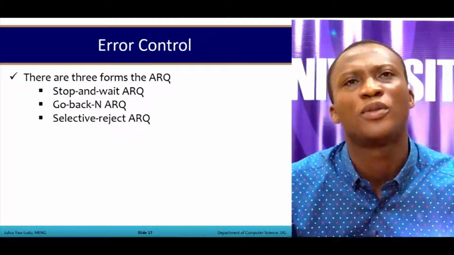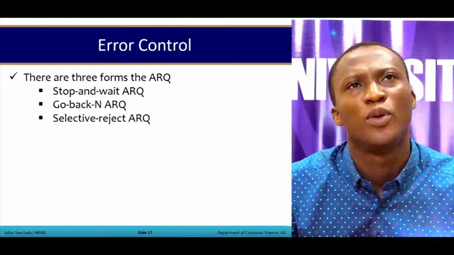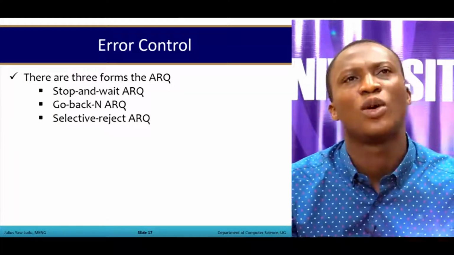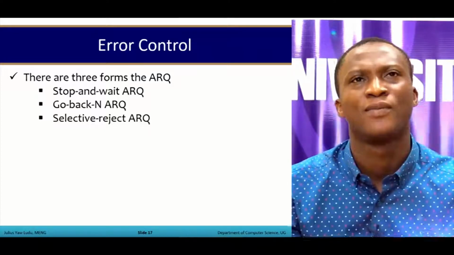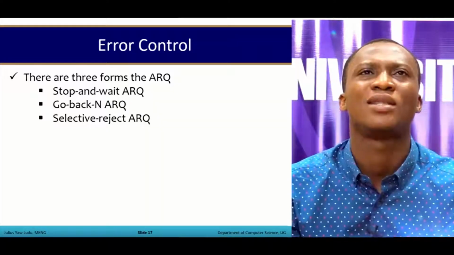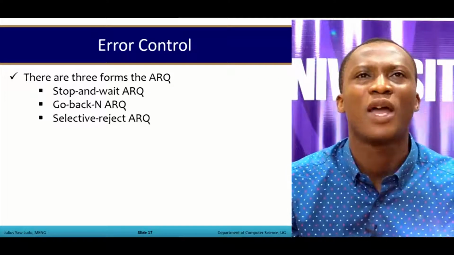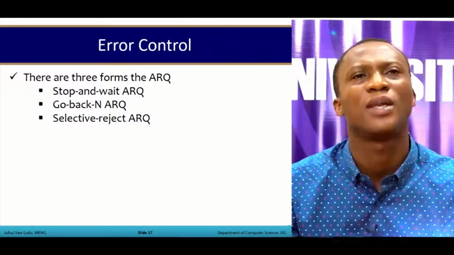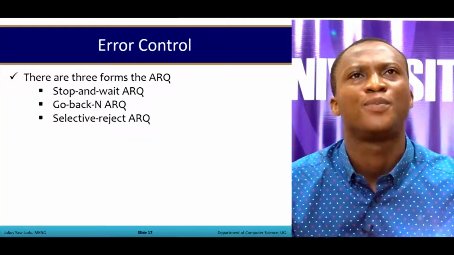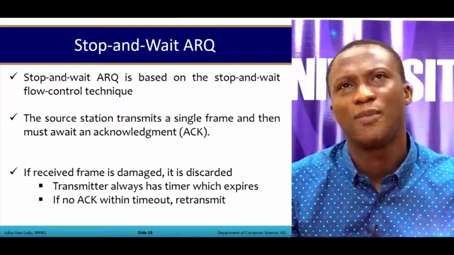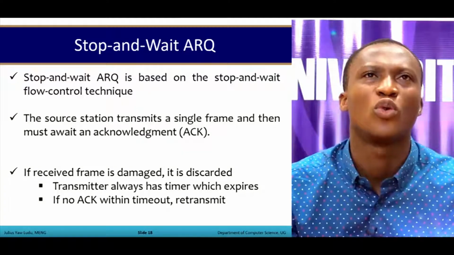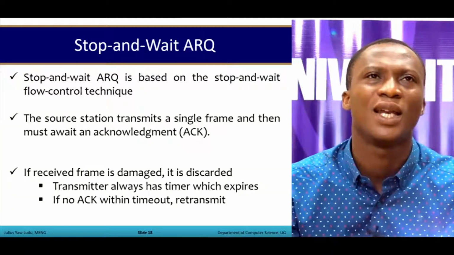Now, there are three forms of ARQ. We'll be looking at stop-and-wait ARQ, go-back-N ARQ, and then selective-reject ARQ. With all these, we'll look at the various types of error with regards to lost frames and damaged frames. So we'll look at stop-and-wait ARQ, and this is based on the stop-and-wait flow control, which we talked about earlier on.